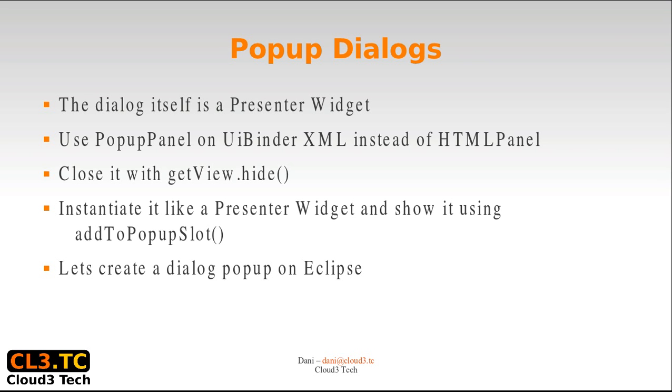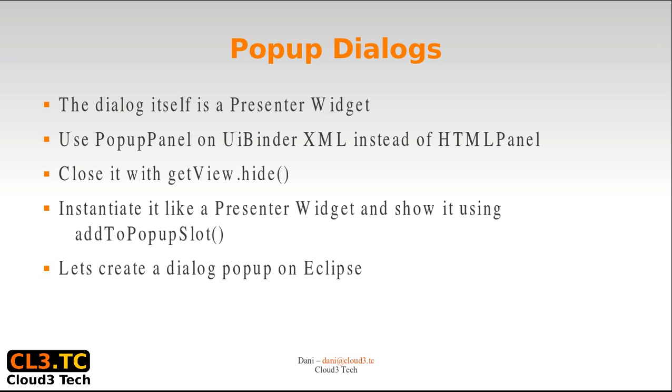If you want to build a pop-up dialog with GWTP, the dialog itself is a presenter widget. But instead of using an HTML panel, you use a pop-up panel in the UiBinder XML. If you want to close a pop-up dialog, you have to call getView().hide(). Instantiating a pop-up dialog works exactly like the presenter widget, but to show it, you don't call addToSlot or setInSlot. You call addToPopupSlot.